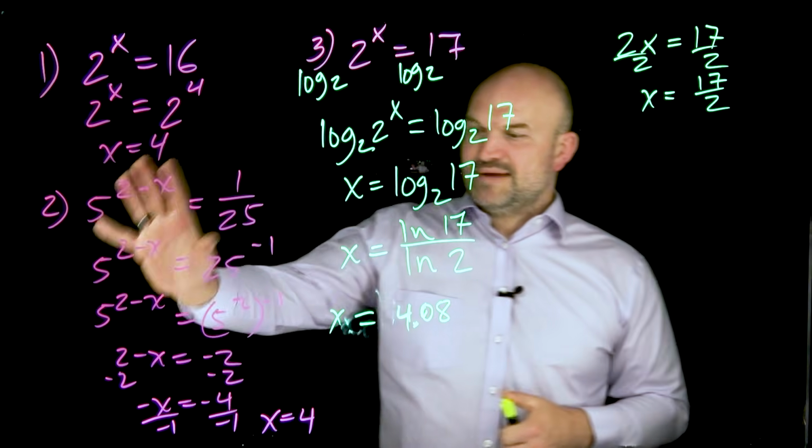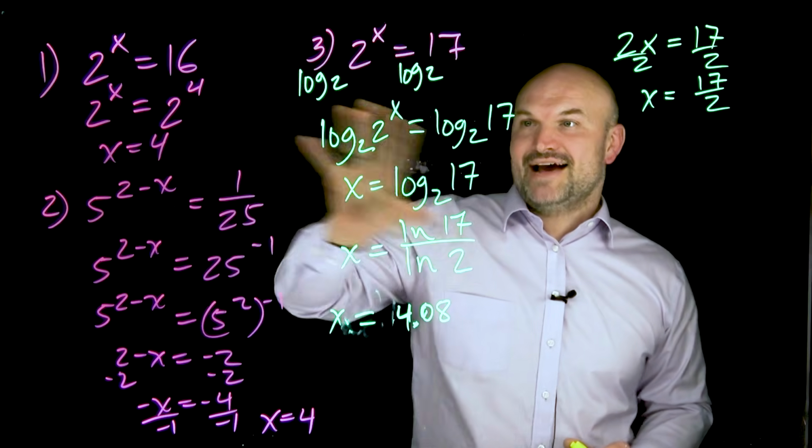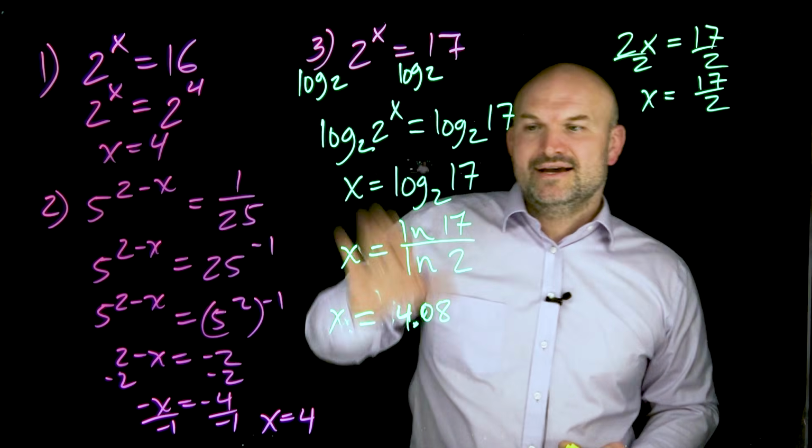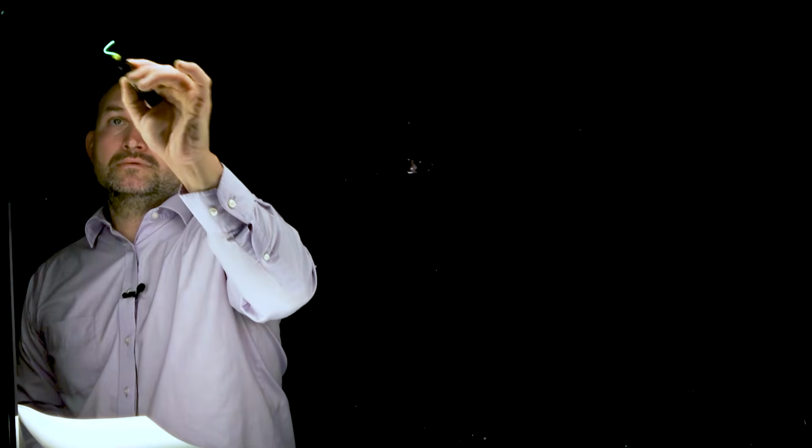So if you have bases where you can use the one-to-one property, do it. If you don't have bases that are exactly the same, then you're going to have to make sure you take the log of both sides and use the change of base formula as needed.